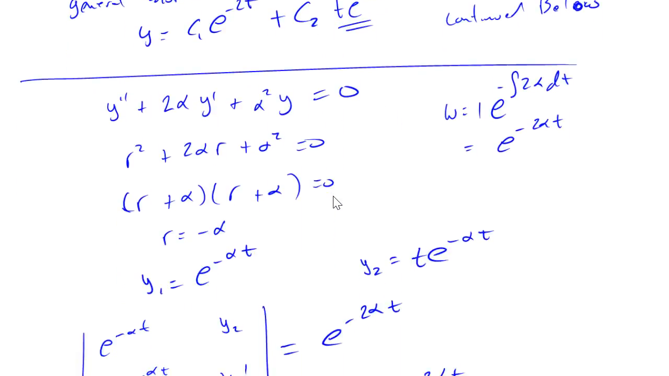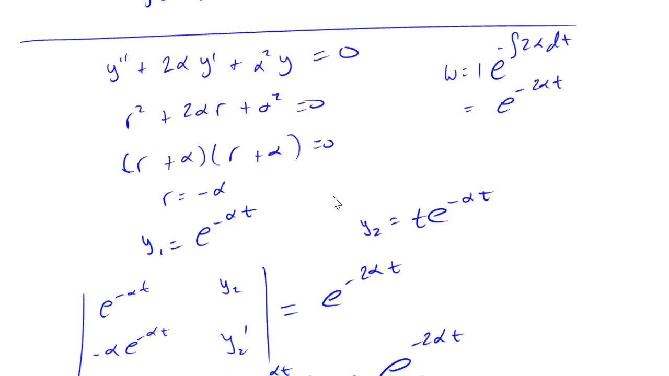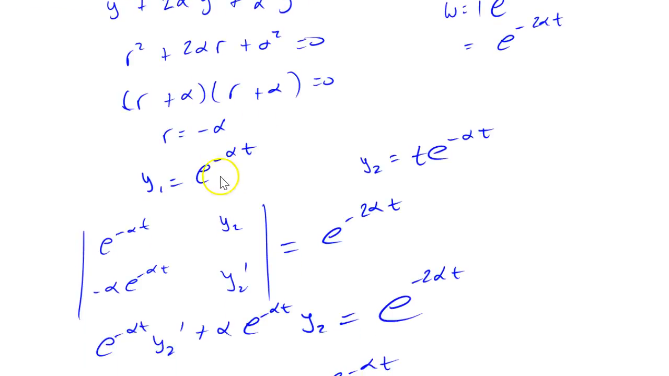So here's the general solution: if you've got a second order linear homogeneous equation with constant coefficients, and the coefficients are in this relationship, where this is 2 alpha and that is alpha squared, then this factors into (r + alpha)(r + alpha). And so you have y equals e^(-alpha t).